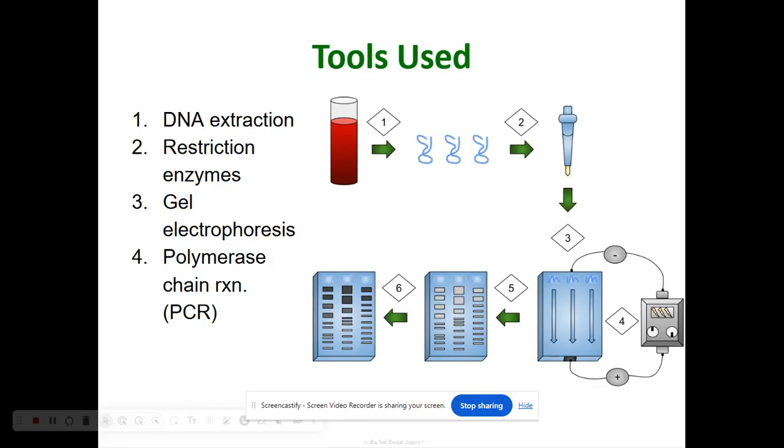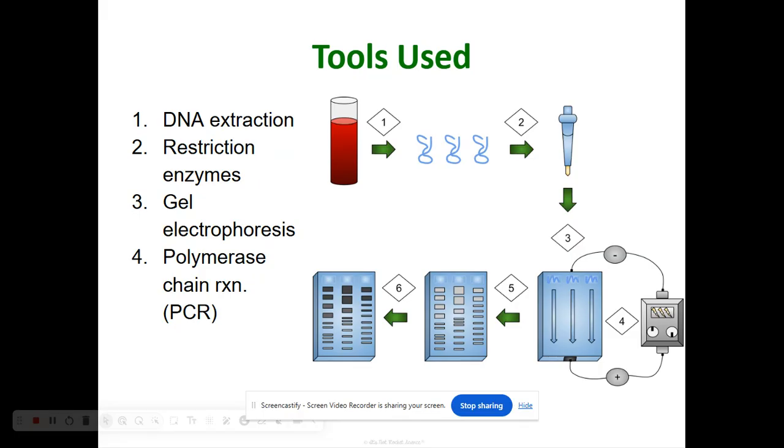Now, some of the tools used, number one, could be extracting DNA, which we did back when we extracted DNA from a strawberry. You can technically extract DNA from really any living thing. Two, we've developed what's called restriction enzymes. These are enzymes that are specifically built to cut DNA into fragments based on sequences.